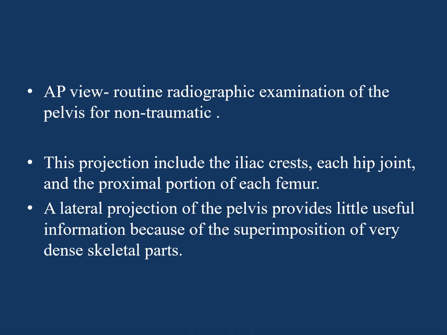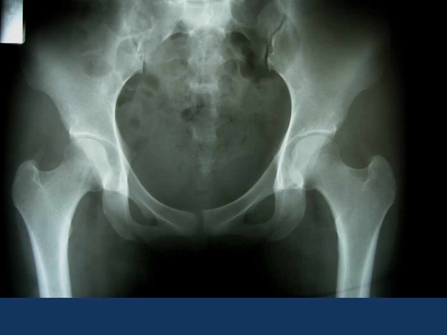The pelvis. AP view is the routine radiographic examination of the pelvis. This projection includes the iliac crest, each hip joint, and the proximal portion of each femur. A lateral projection of the pelvis provides little useful information because of the superimposition of very dense skeletal parts. Here is an example of an X-ray of the pelvic bone.